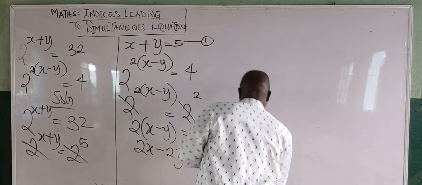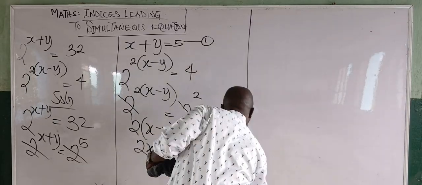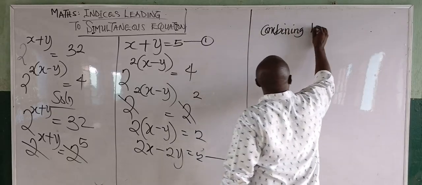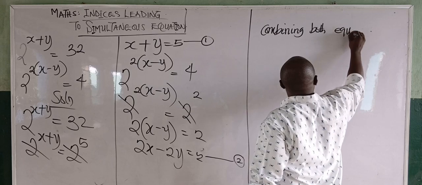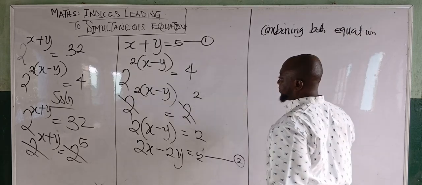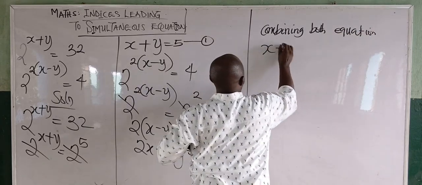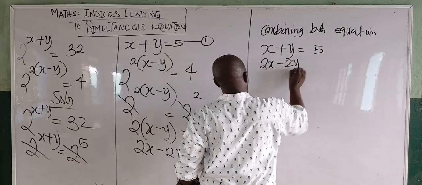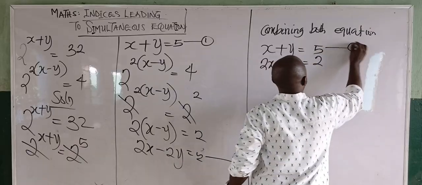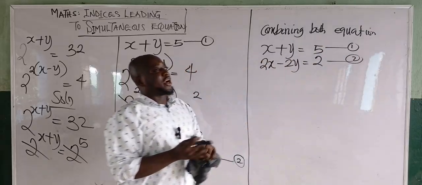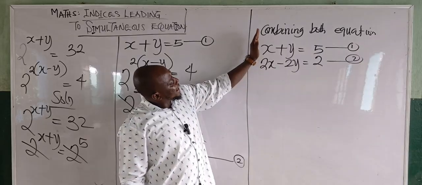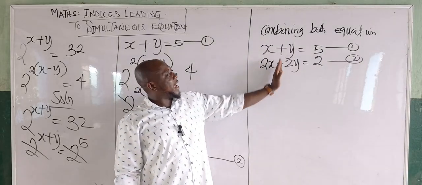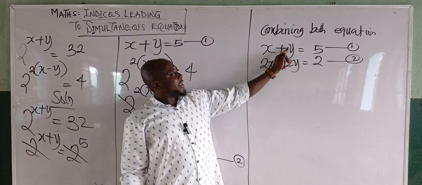So we can combine both equations now. Combining both equations. The first equation is x plus y to give me 5. The second equation is 2x minus 2y to give me 2. So this is my equation 1. This is my equation 2. Now the concept is this. For me to be able to cancel x, the coefficient must be the same thing. For me to be able to eliminate y, they must be the same thing.